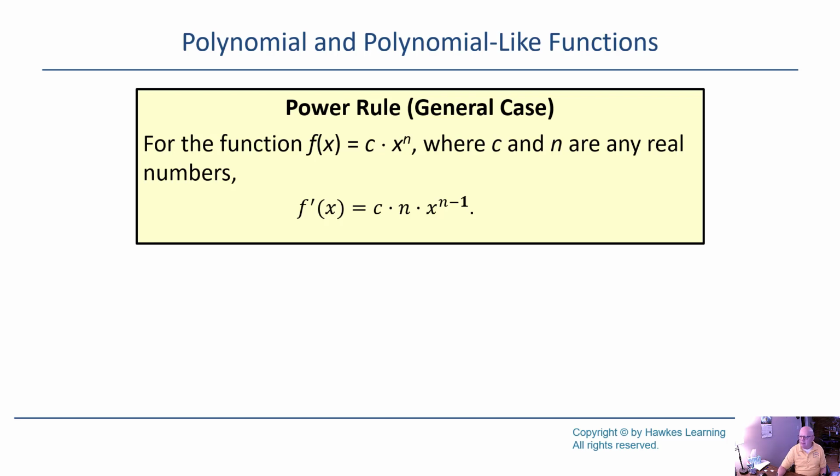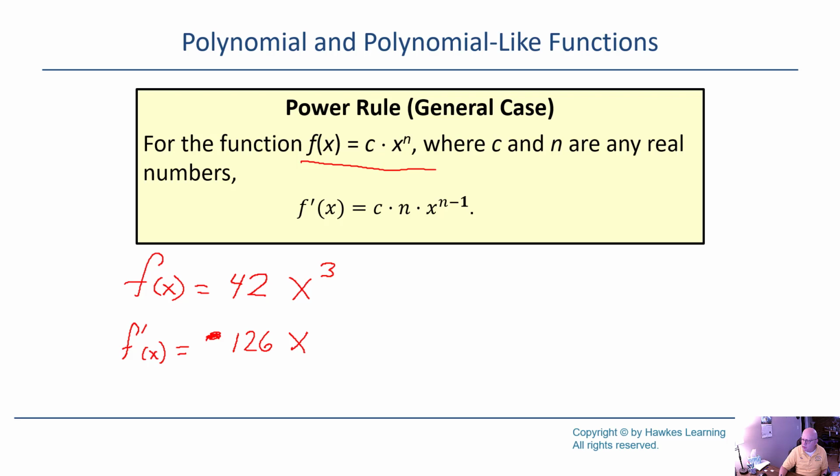So here's the general case, which I sort of mentioned earlier. Let's throw in an example here. C represents a constant, so let's use 42 as our constant. And we'll call our function f of x, 42x to the third perhaps, just for practice. What's the derivative of this f of x? Bring that 3 out front. 3 times 42 is 126x. And reduce that 3 by 1. It's now an x squared. And that's your derivative for 42x to the third.